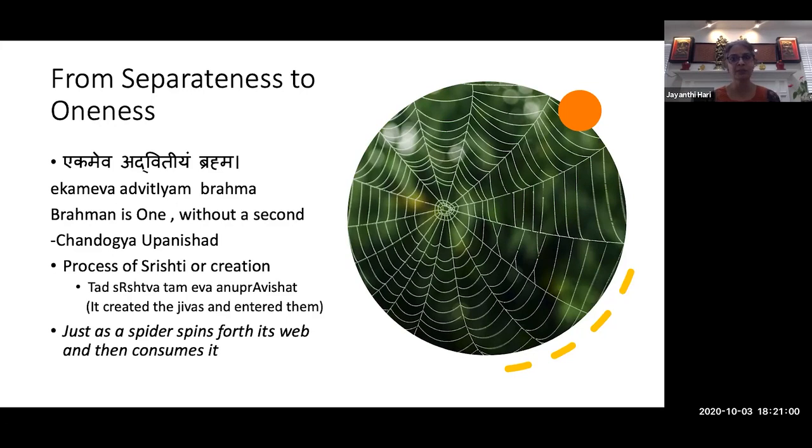The statement from the Upanishads is tat srishtva tam eva anupravishat. That means it created the jivas. Having created the jivas, it entered them. Now, what does this mean? It means that Brahman, that really is the source of creation as we know it, itself entered into life forms, which means the Brahman is in me. So we are using the concept of creation to understand that we are infused with Brahman and that we are really that consciousness.